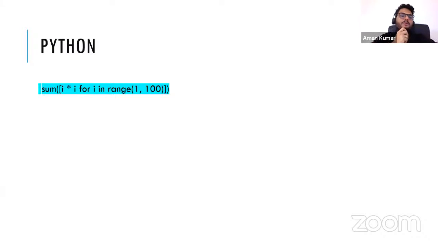Last session's theme was a good way of writing Python code. For example, this Python code is written like this. What is the good way of writing Python code? Here I'm taking a number range 1 to 100. Let's say this number is a little large, say 1 million. I have to multiply i cross i. So what is the good way of doing that? Here I'm using a list comprehension.